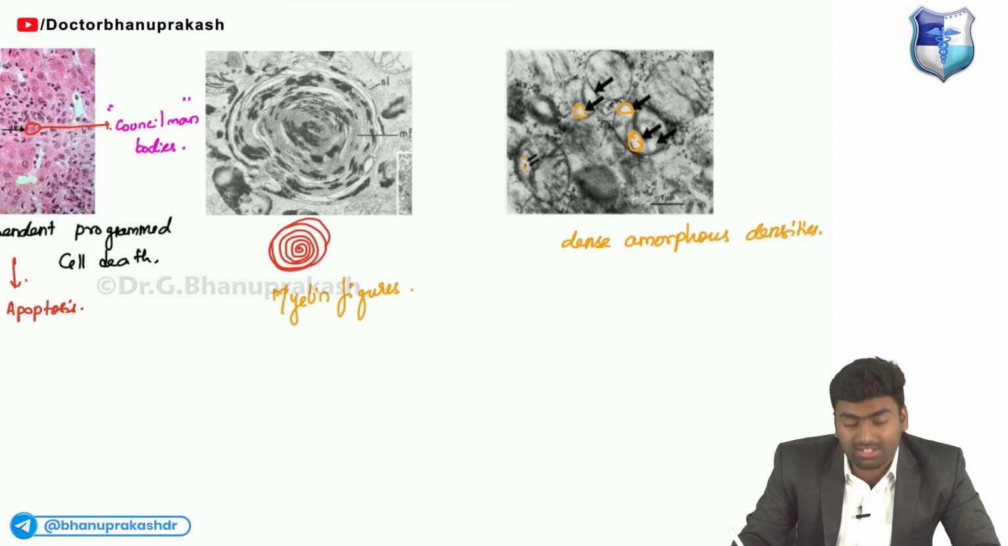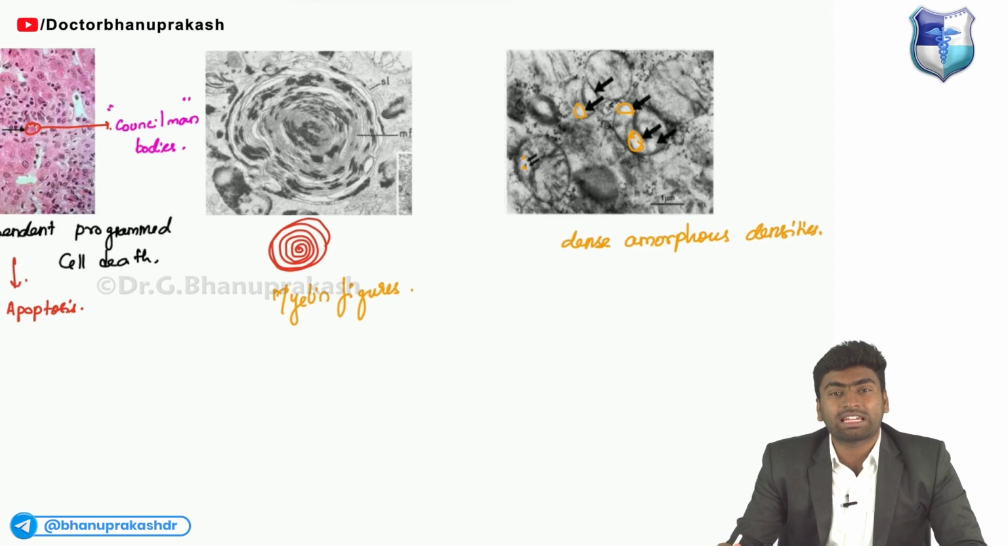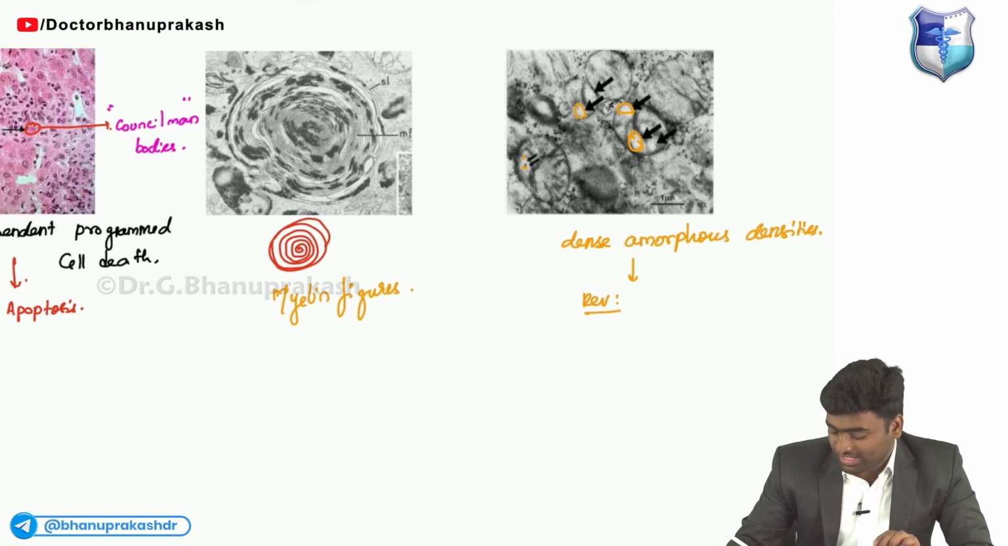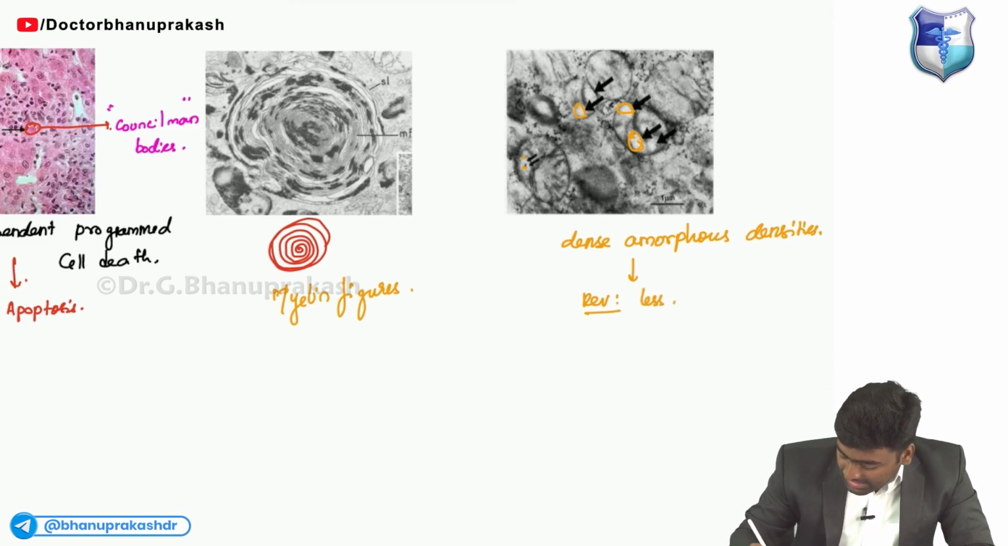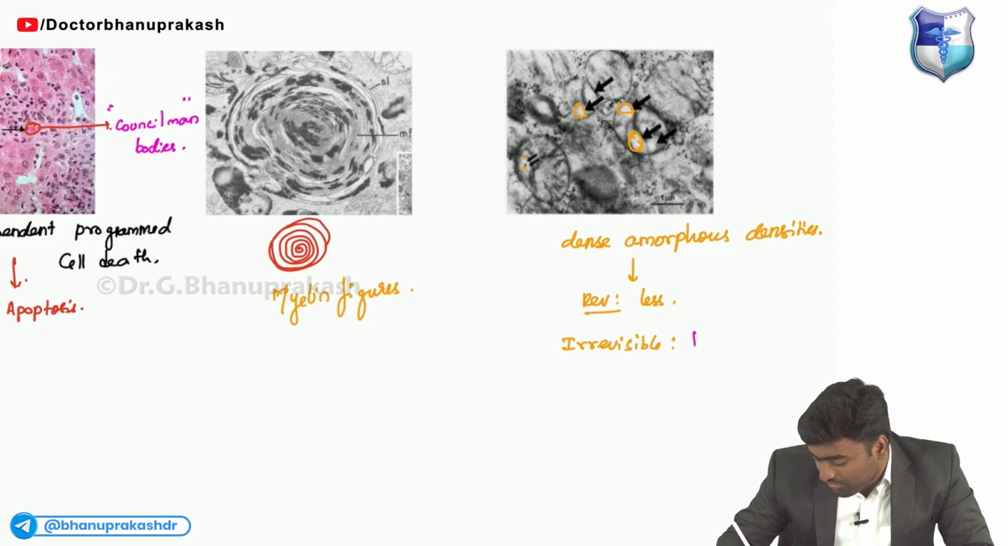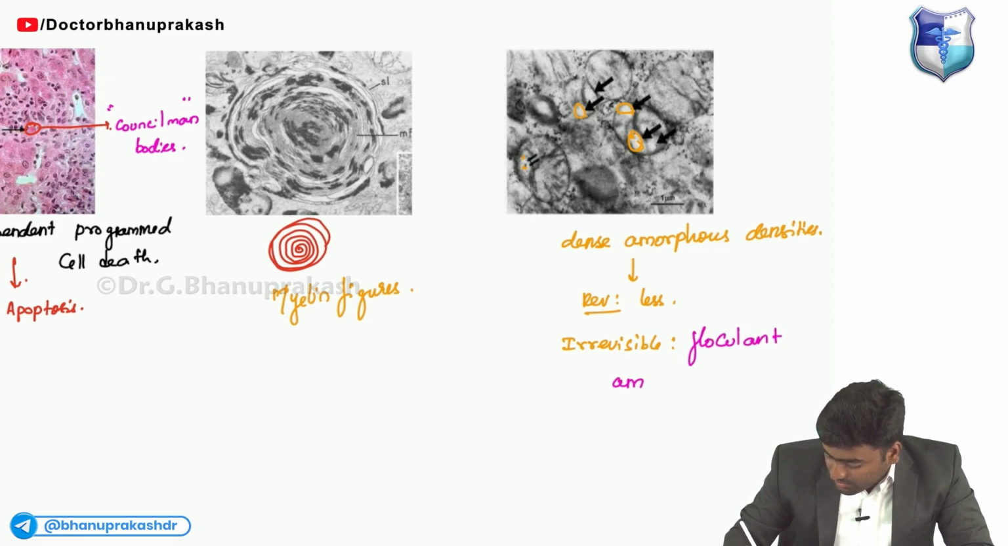And how will you differentiate these amorphous densities? In a case of reversible cell injury, these amorphous densities will be less. Whereas in a case of irreversible cell injury, how will we call them? We'll call them flocculent amorphous densities.